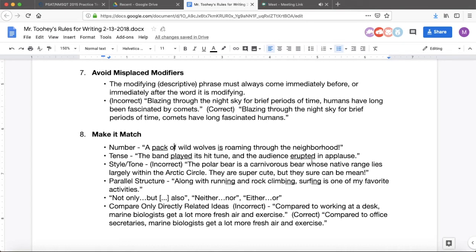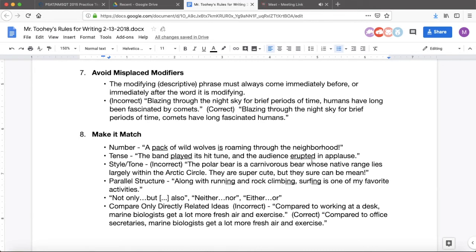All right. Super. Ava, go ahead and read. Make it match style and tone. I like this example here. And by the way, style and tone, we're talking about how a sentence or how the passage sounds, right? The way it sounds. Go ahead and read that incorrect example.